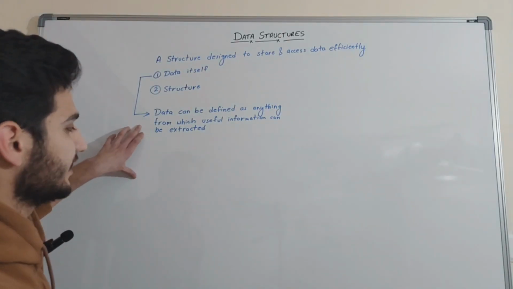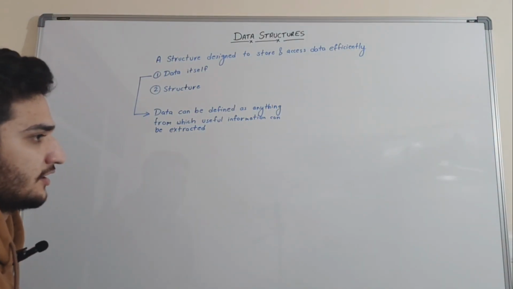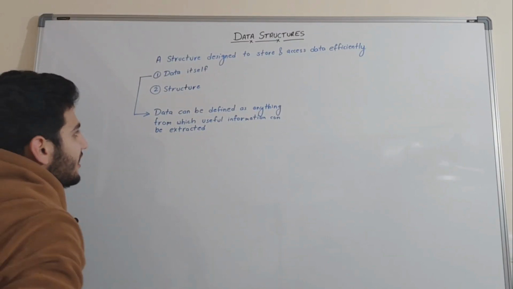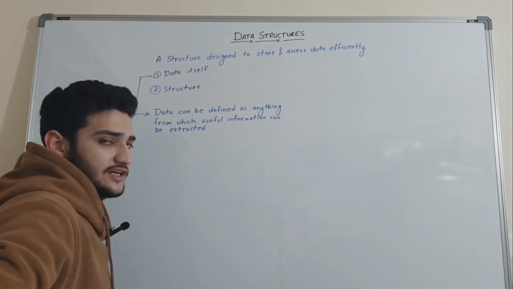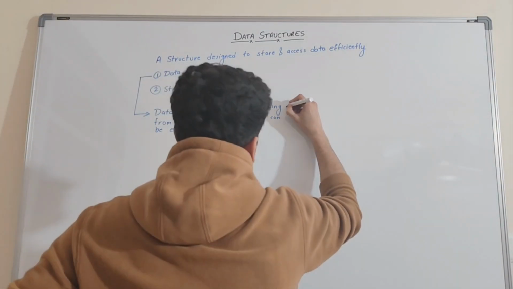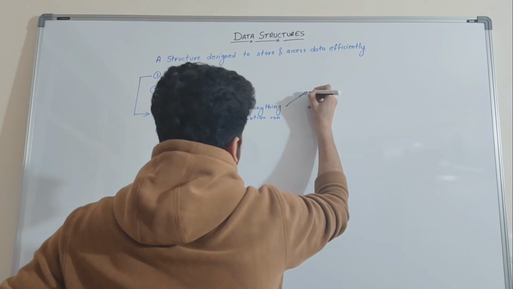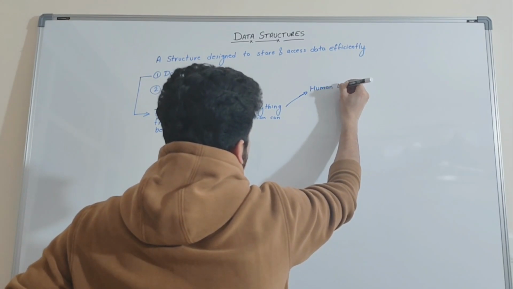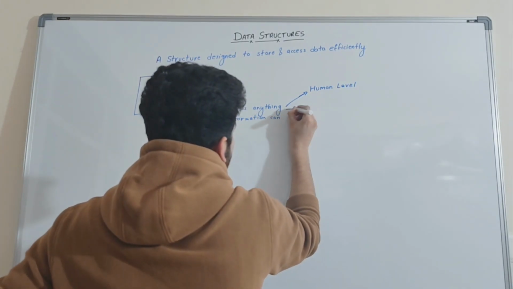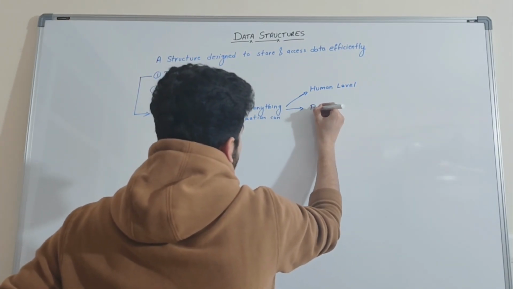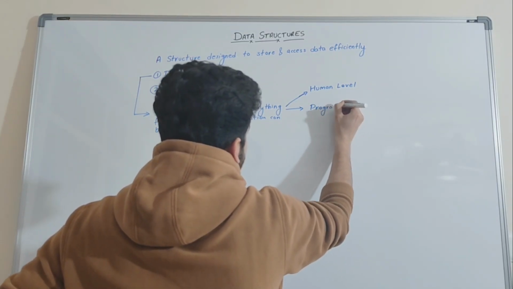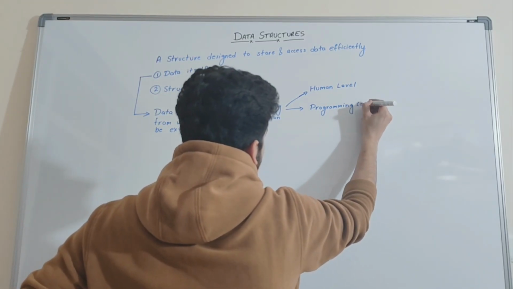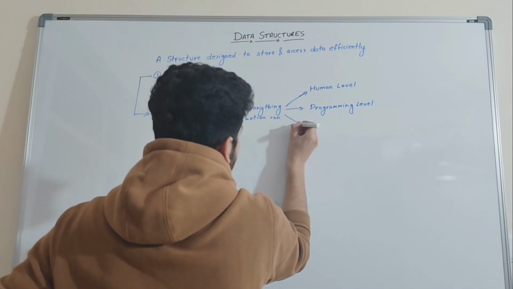So data can be text, it can be speech, it can be videos, sound waves can act as data, electrical signals can act as data. We have a vast variety of data. We can logically divide data into three categories: the human level data, the programming level data, and at last the machine level data.